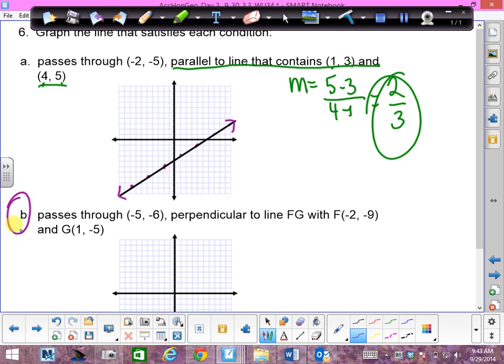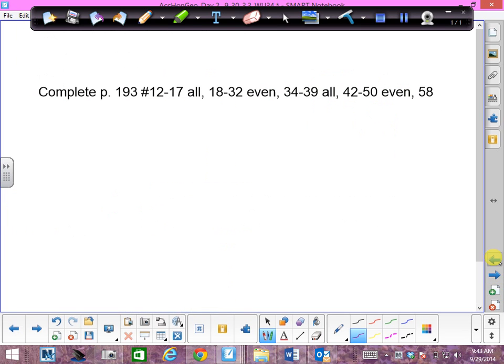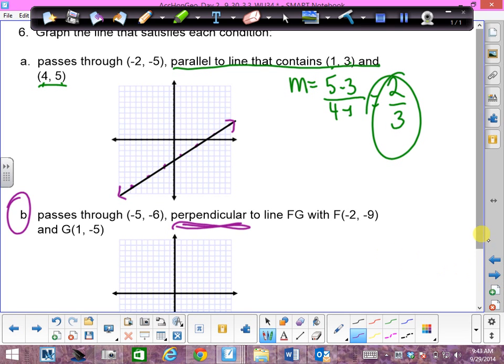So I want you to try to figure out B, but remember this time we're dealing with a perpendicular. So it's perpendicular to that line FG. Alright, so for now, just bring those two problems in your notes. Don't worry about the assignment. We will work on it tomorrow in class.